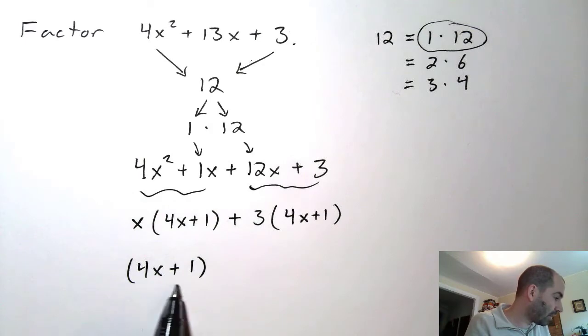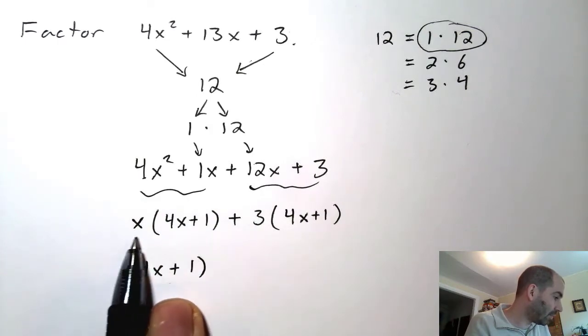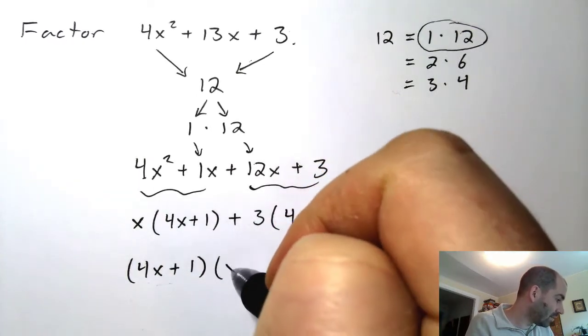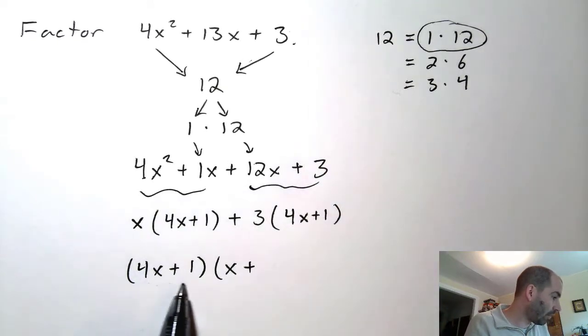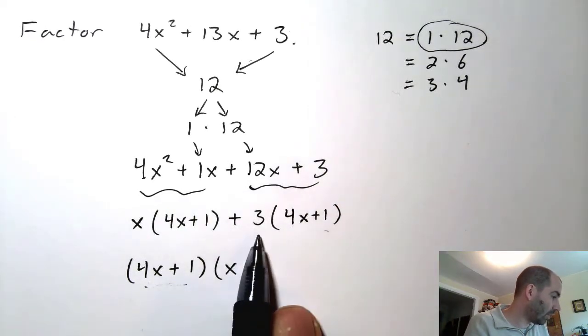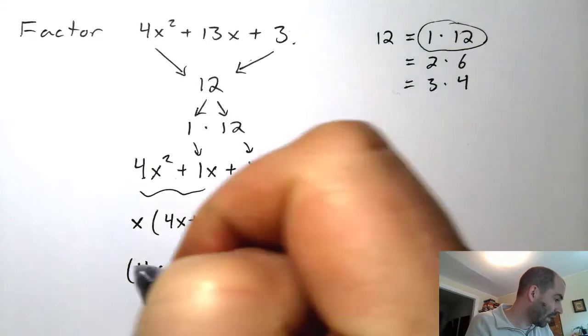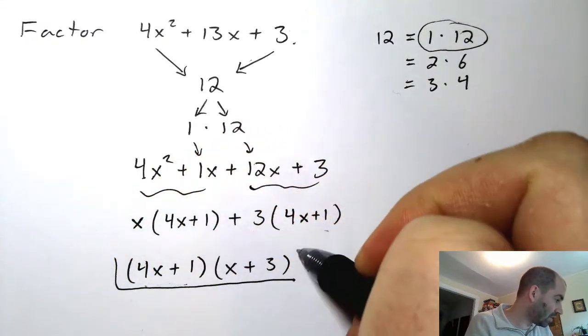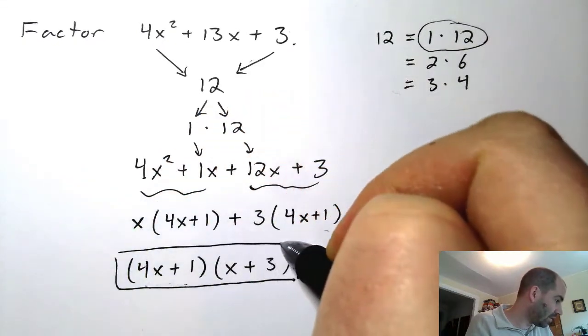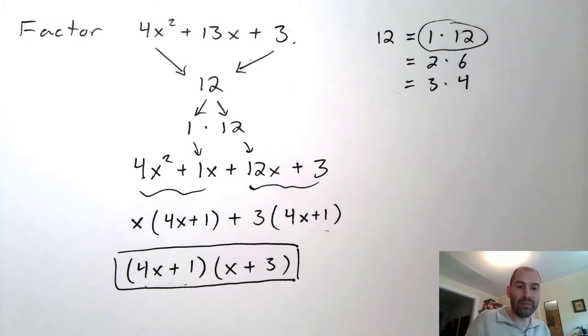What do I multiply 4x plus 1 by to get this term? Well, just x. What do I multiply 4x plus 1 by to get this term? Well, just 3. And so there we have it. We have finished factoring our polynomial.